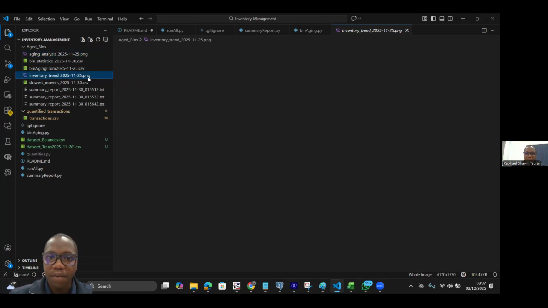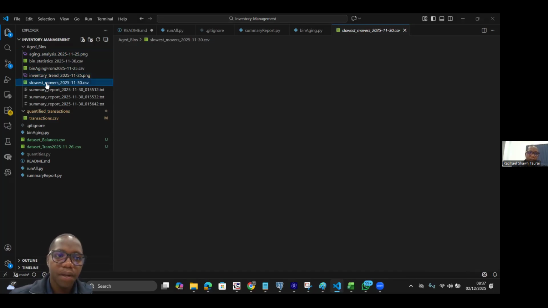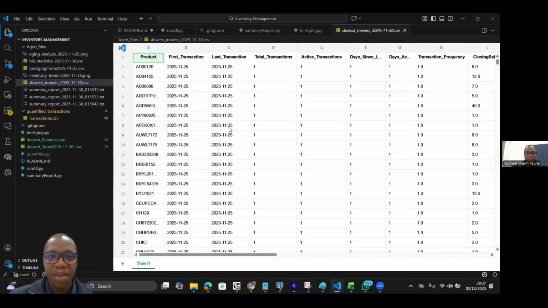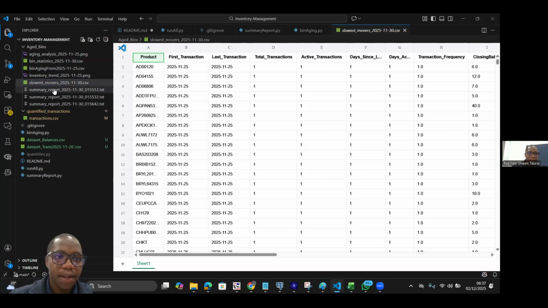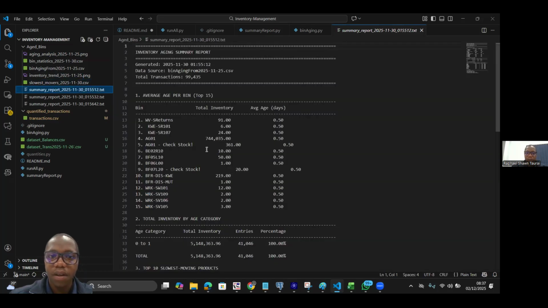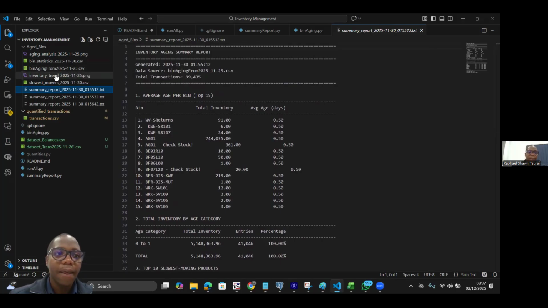Right? We also have other graphics here. It's just a steep, rising line that goes in line with the traffic within the bins. Right. Now, this is information that we have on the slower movers, and their closing balances, and well, it generates a summary of the report. Right.